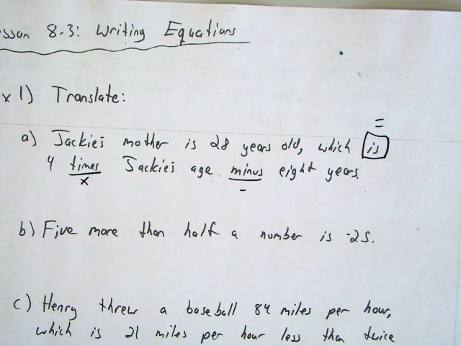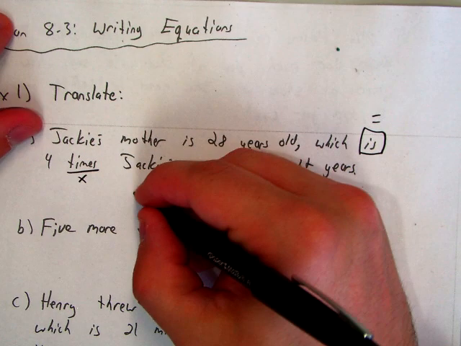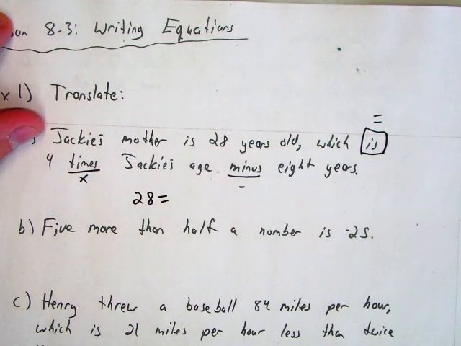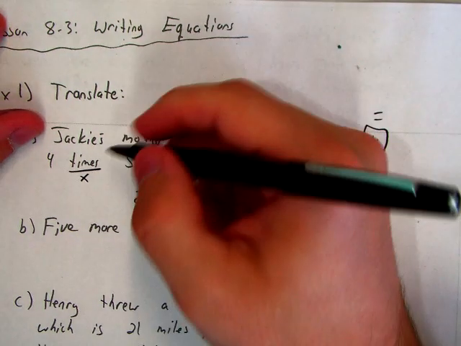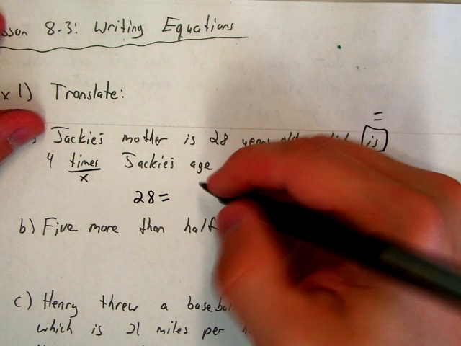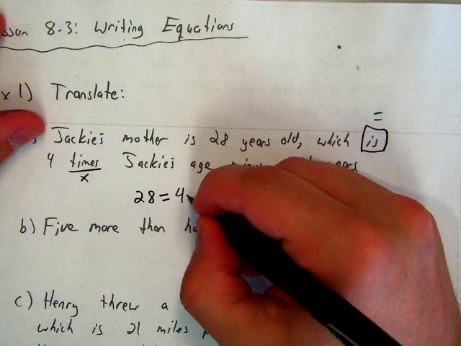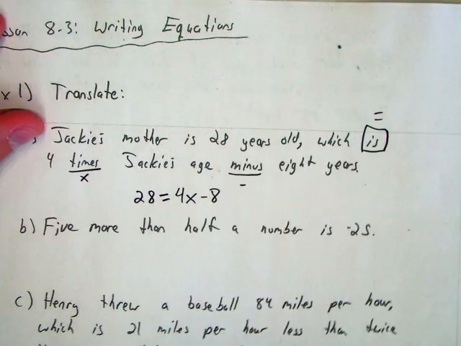So it says Jackie's mother is 28 years old. So that's 28. That is 4 times Jackie's age minus 8. So 4 times Jackie's age, let's say it's x, minus 8.